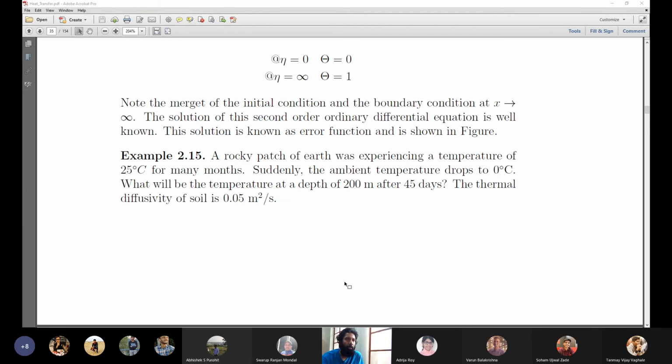Okay, all right. So that basically completes our conduction part. We'll have a conduction class test next week, on the 26th, and then we'll start on radiation.